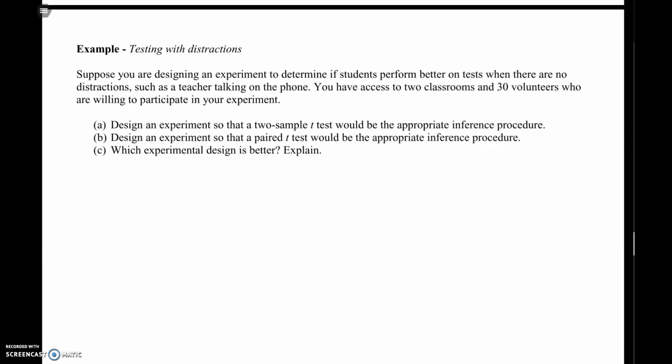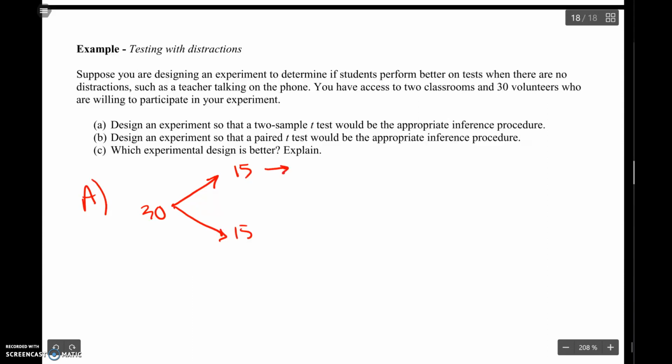Suppose you are designing an experiment to determine if students perform better on tests when there are no distractions, such as a teacher talking on their phone. You have access to 2 classrooms and 30 volunteers who are willing to participate in your experiment. A, design an experiment so that a 2-sample t-test would be appropriate. Okay, I'm not going to write all this down, but if you wanted to do a 2-sample t-test, you would randomly divide those 30 kids into 2 groups of 15.